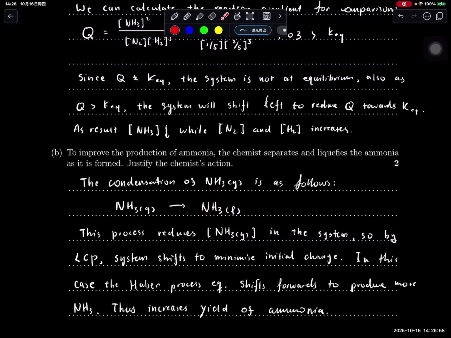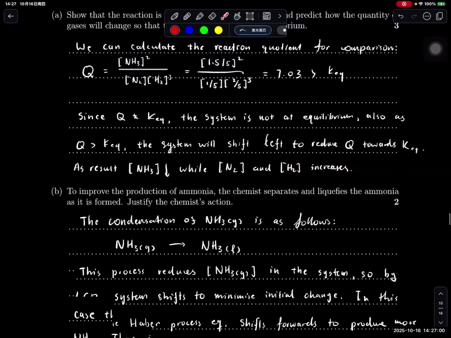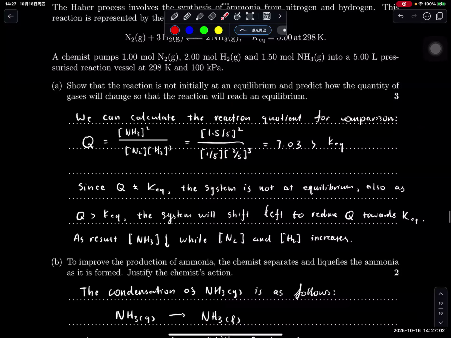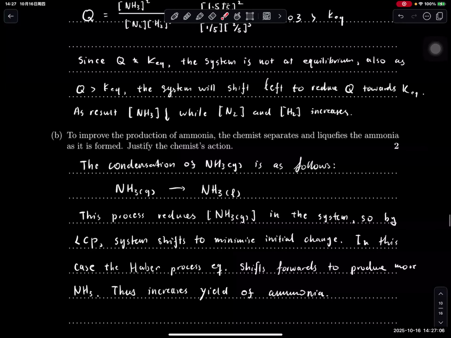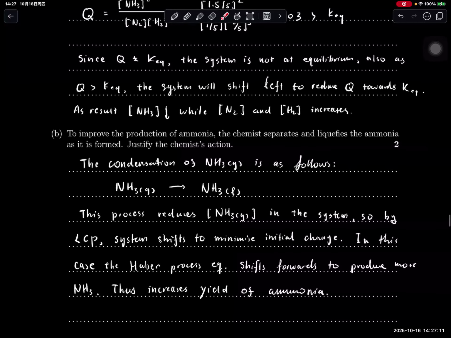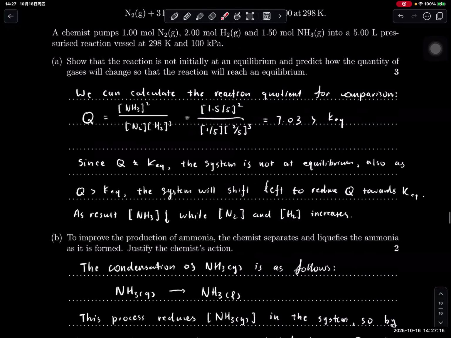So this step actually reduces the concentration of ammonia right here, and then causes the equilibrium to shift forward by Le Chatelier's principle. Make sure to define it. Okay, so in this case, the Haber process actually shifts towards producing more ammonia. This will increase the yield of ammonia.